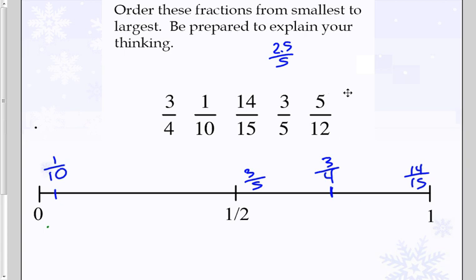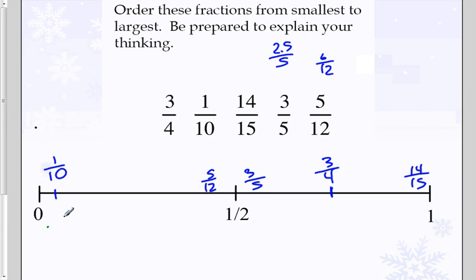And then 5/12, again, 6/12 would be exactly half. 5 is a little bit less than 6. So even though these two fractions are both really close to half, I know that this is a little bit more. 5/12 is going to be a little bit less. So I know that 5/12 is less than 3/5, even though they're both pretty close to half.